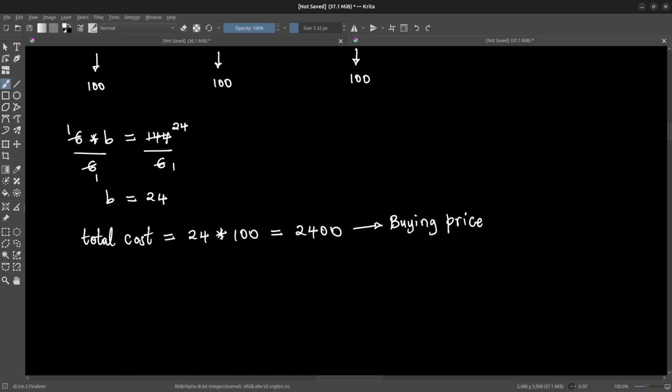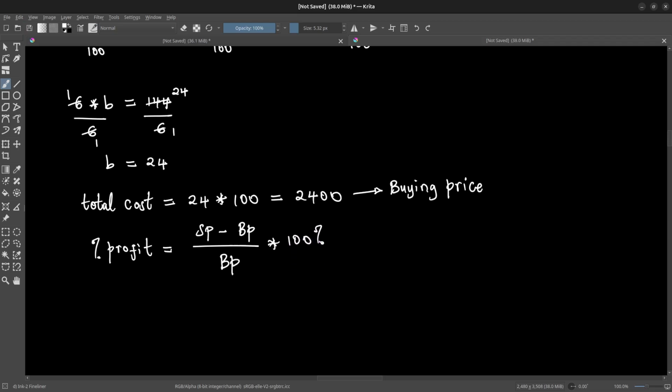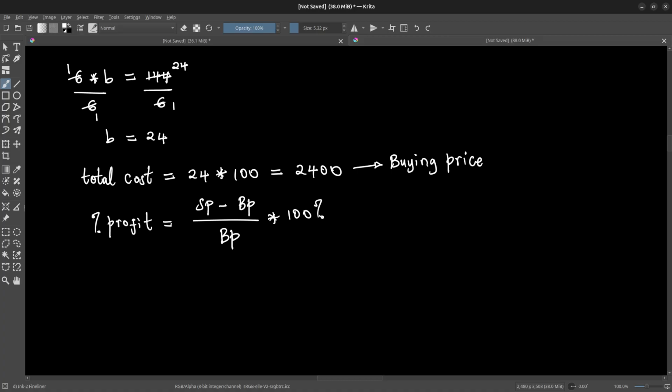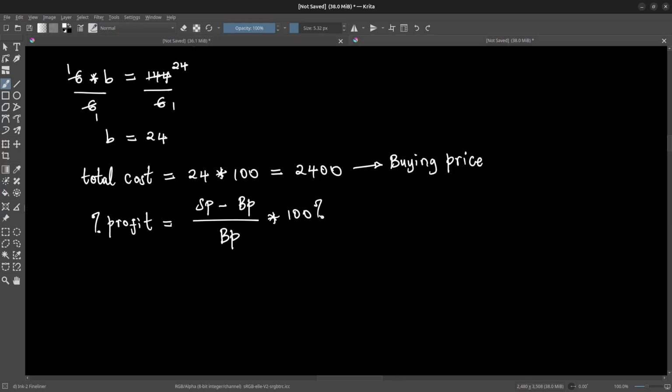So how do you get the percentage profit? The percentage profit is equal to the selling price minus the buying price over the buying price times 100%. So what was the selling price? We do not know, but at least we know the percentage profit. So let's start from the left. The percentage profit we're being told was 65%.